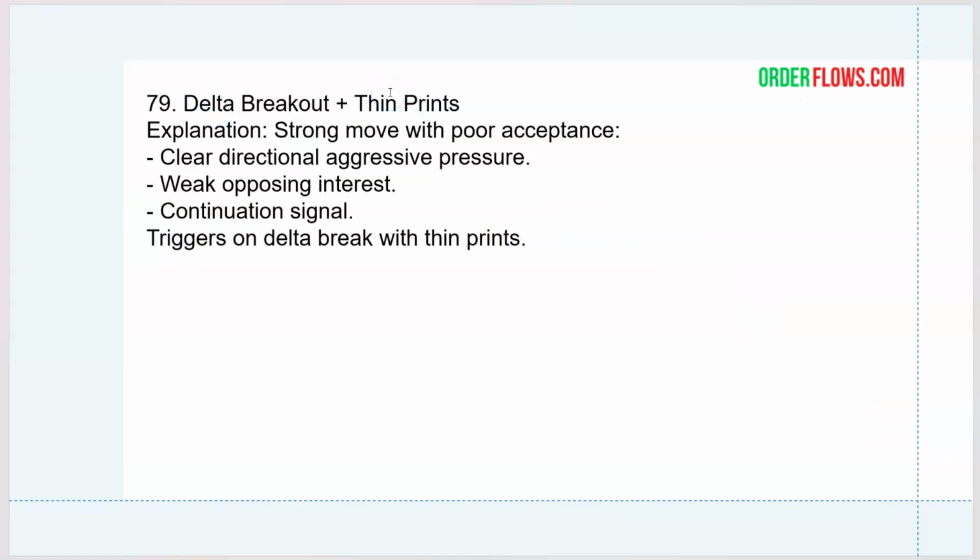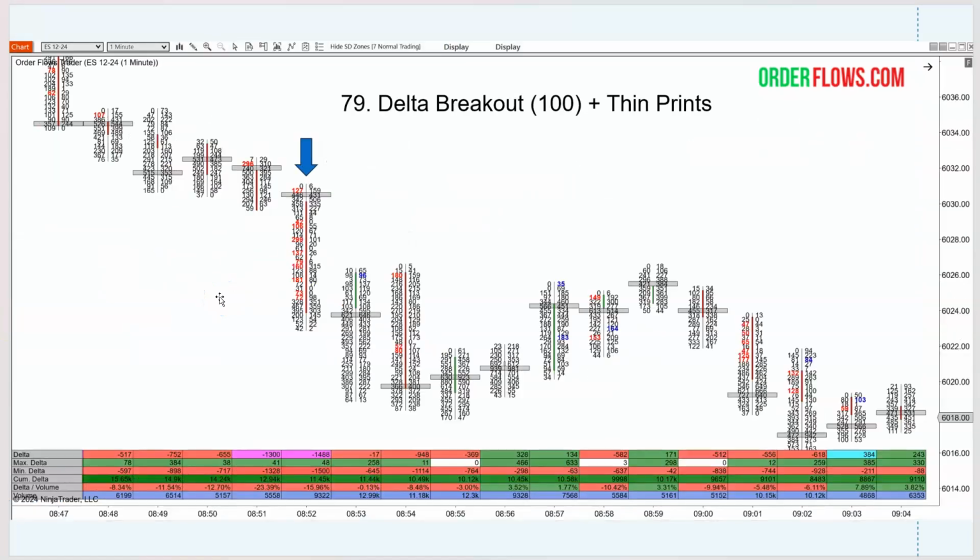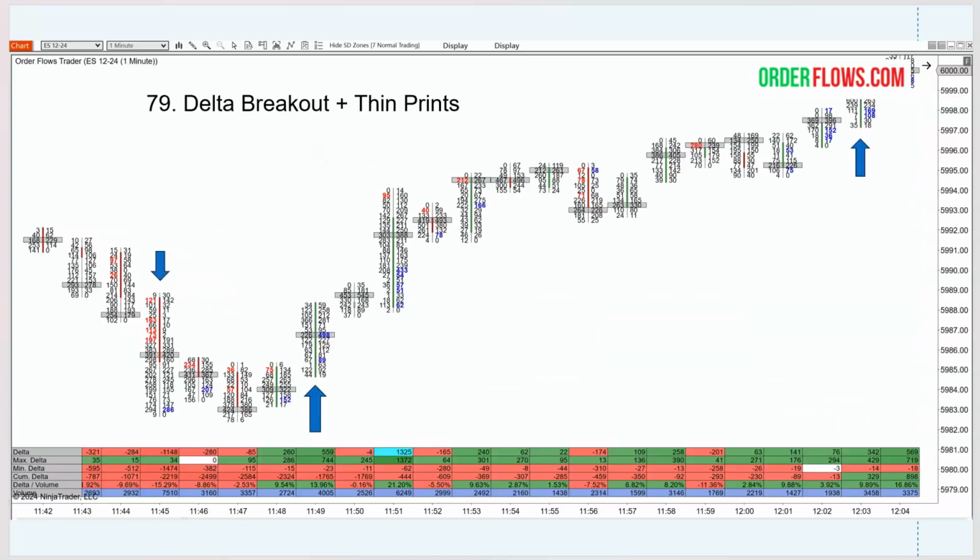Delta breakout plus thin print. So the explanation is a strong move with poor acceptance. You're going to have clear directional aggressive pressure, weak opposing interest, a continuation signal, right? It's going to trigger on the delta break and thin prints coming in. Whoops, got a little ahead of myself there. So here's your delta breakout.